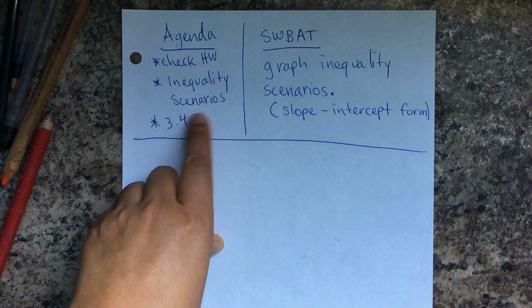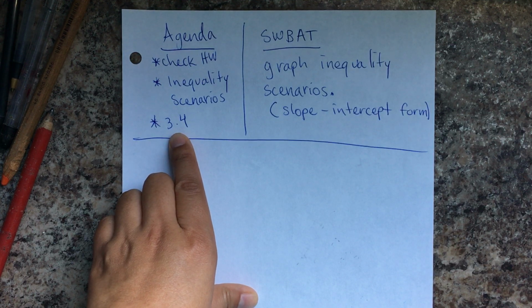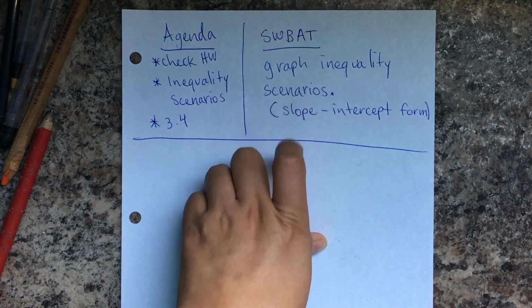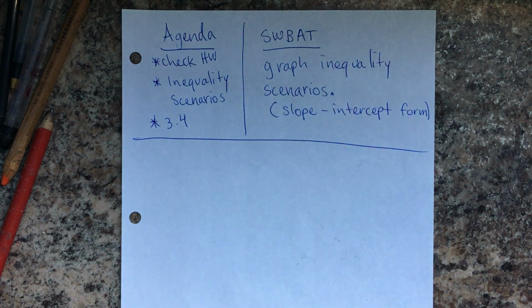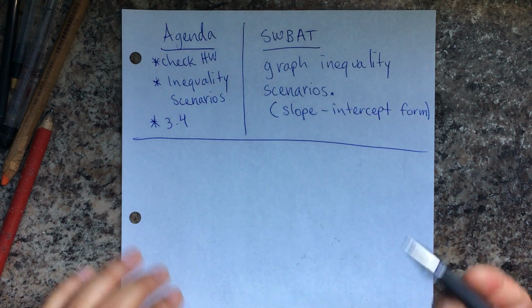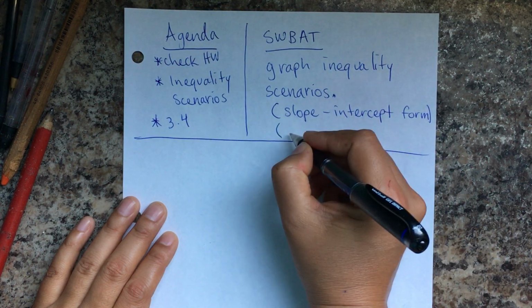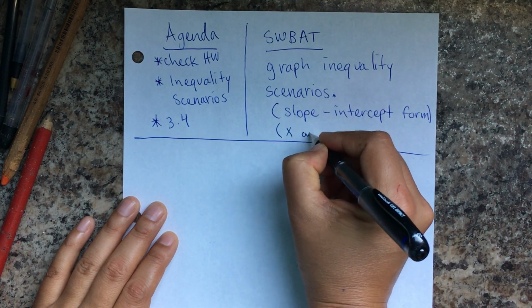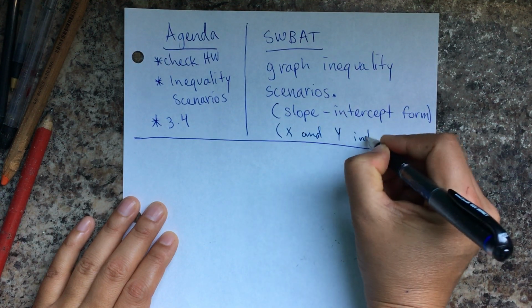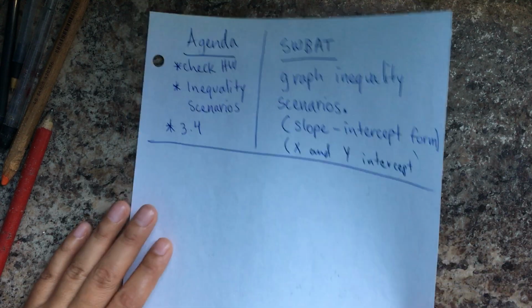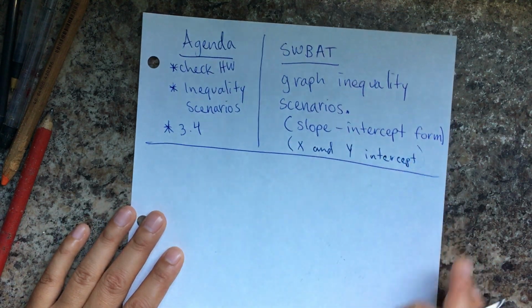We'll be learning inequality scenarios and you will be able to do 3.4. Today students will be able to graph inequality scenarios, and this is going to be using the slope-intercept form, and sometimes we're going to be able to use it with the x and y intercept. So for this one, we would have to solve it first, leaving y by itself.